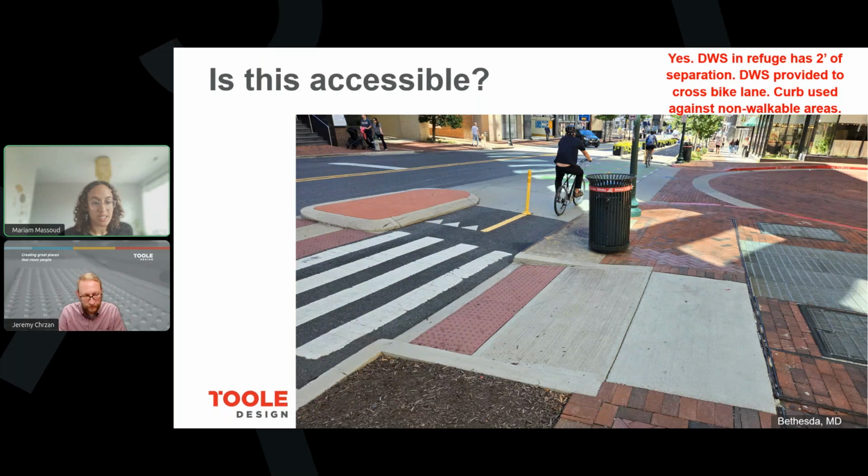So this one is compliant. You'll notice that the curb ramp doesn't have flares because it's next to non-walkable surfaces. So you can see the landscaping at the bottom. And the trash can near the top middle of the image makes that surface also non-walkable.